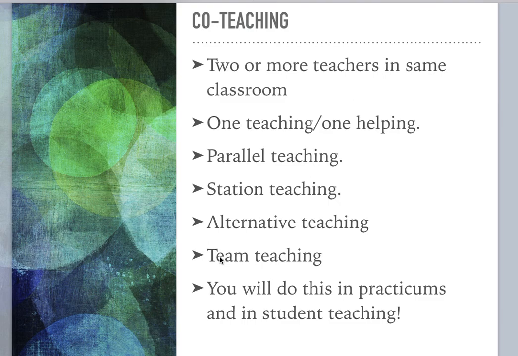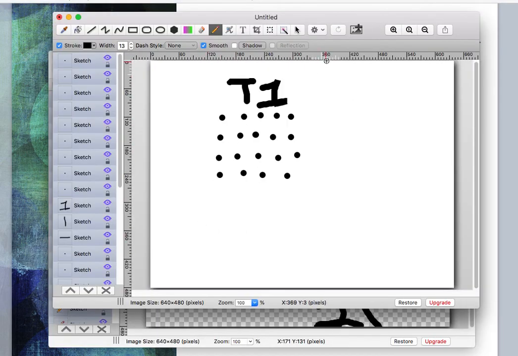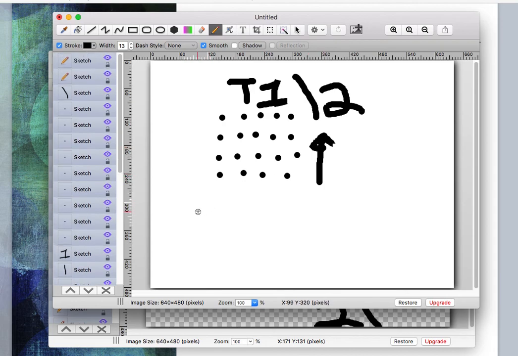And then lastly, we have this idea of team teaching, which in theory sounds really good, and I've seen it used, but it could also be one of the most difficult, especially if you have teachers with a lot of strong personalities as to how they think their classroom should go.